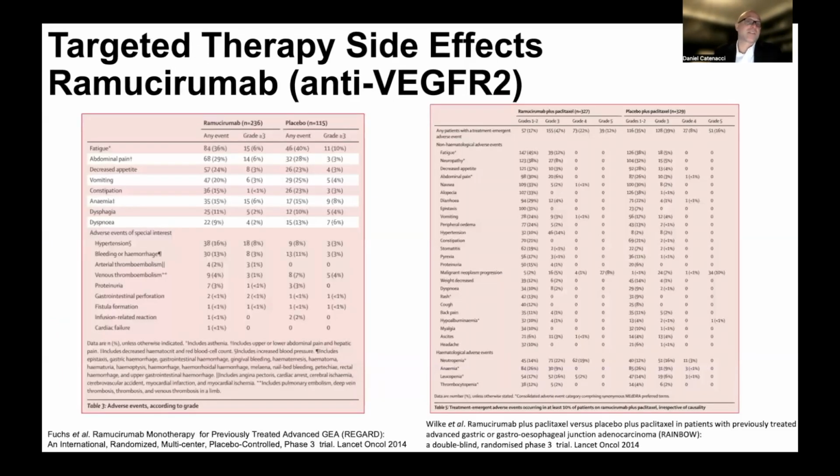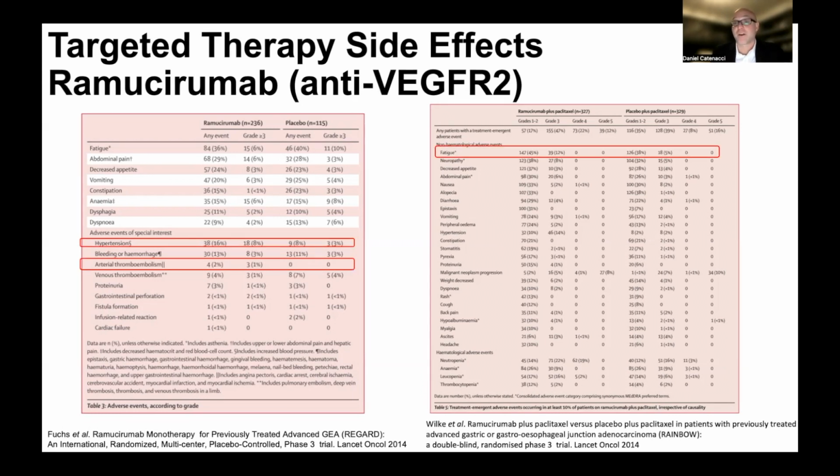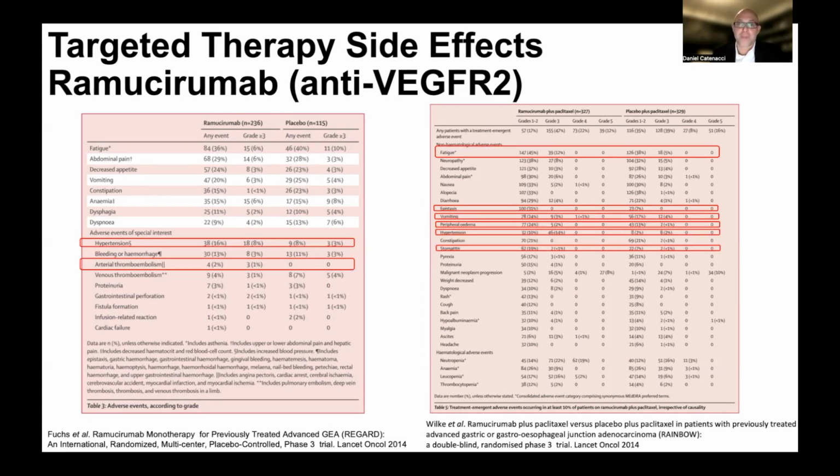So showing the studies of ramucirumab, on the left was the REGARD study, the monotherapy ramucirumab versus placebo. And on the right is the RAINBOW study, ramucirumab plus paclitaxel versus placebo plus paclitaxel. And what we saw in those studies was overall not much increase in side effects except for certain things. High blood pressure, hypertension, was significantly higher in the ramucirumab arm. Blood clots in the arteries, slightly higher, as you can see. In the chemotherapy combination, higher fatigue, higher bloody nose, higher vomiting, higher peripheral edema or swelling in the peripheries, high blood pressure, sores in the mouth, stomatitis, and protein in the urine.